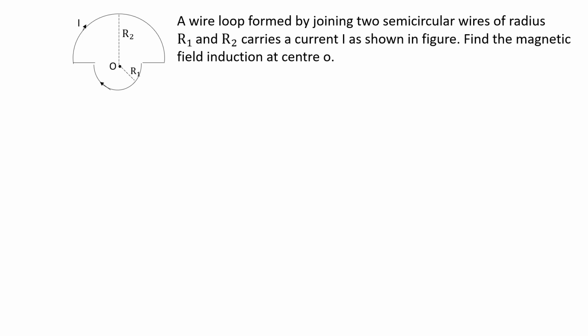Our next question is, a wire loop formed by joining two semicircular wires of radius R1 and R2 carries a current I as shown in figure. Find the magnetic field induction at point O. So here we have two semicircular loops, instead of one. One of radius R1, other of radius R2. Both carry current I. We have to find magnetic field at center O.